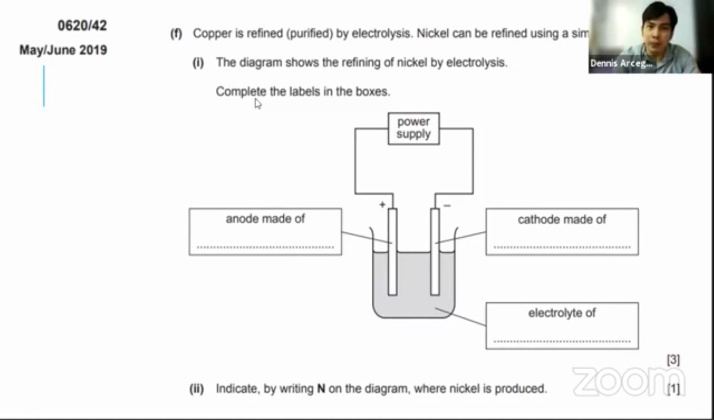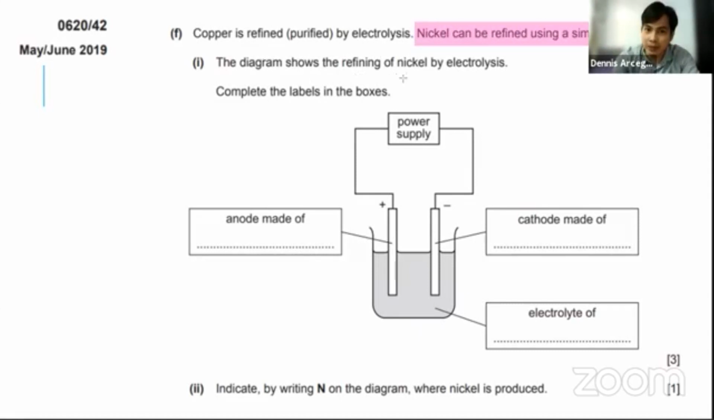Okay, so look at this one. Copper is refined, purified by electrolysis. Nickel can be refined using similar method. This is the problem for some students. They see the word copper, so they will just simply write copper for everything. Read the question properly. Finish reading the question first. Even if you know how to answer, if you did not analyze the question, for sure you'll get the wrong answer.